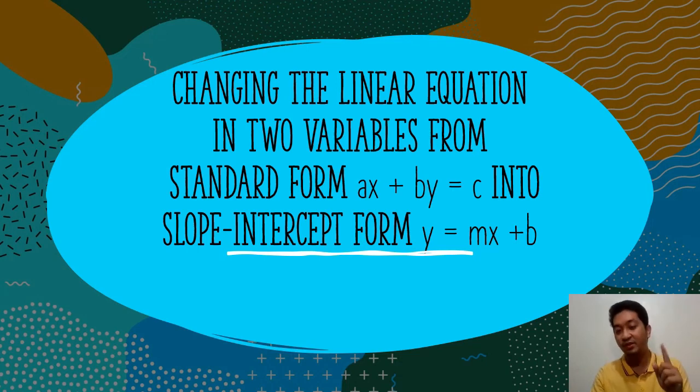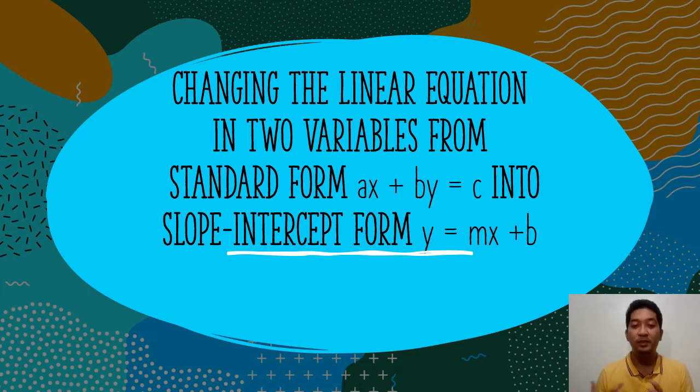So let's go first with the first part of this lesson, changing the linear equation in two variables from the standard form, which is ax plus by equals c, into the slope-intercept form, which is y equals mx plus b. Always remember that in linear equations in two variables, there are two forms of equations that can be associated with it. The first one is the standard form. When you say standard form, it's ax plus by equals c. A, B, and C stand for numbers. A and B are numerical coefficients while C is a constant.